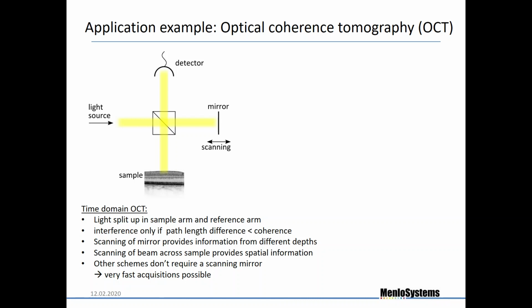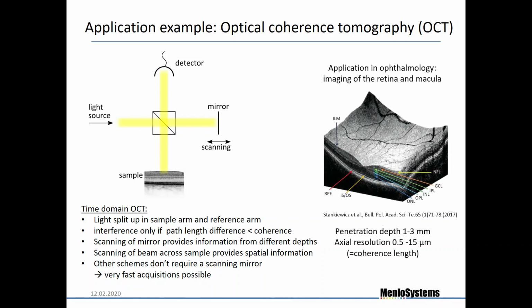There are schemes here that don't rely on a movable mirror, and they allow for very fast acquisition times. And this is being used in ophthalmology for imaging of the back of the eye, mostly the retina and the macula. And this is being used every day in clinics and practices by eye specialists. This is an example for a technique that made it out of the laboratory into the clinics, where it makes a huge difference every day.